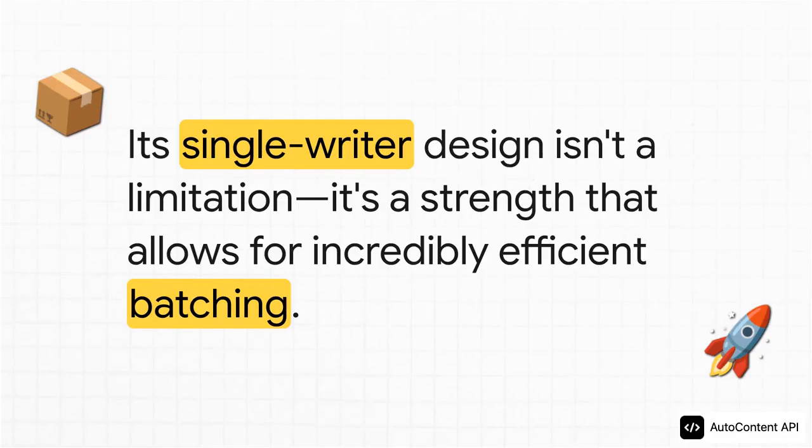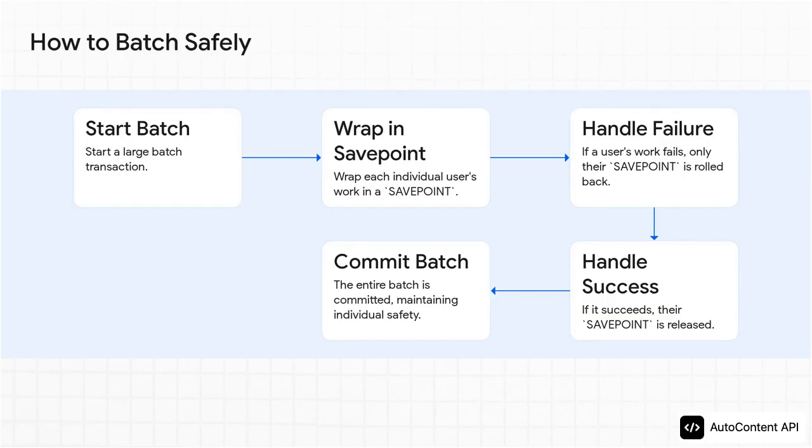Okay, this is where it gets really, really cool. Something that people usually call a limitation of SQLite, that only one process can write data at a time, can be turned into this incredible superpower. Because only one thing can write, we can cleverly group thousands of little jobs together into one giant, super efficient batch. And we can do this completely safely, using a feature called a save point.